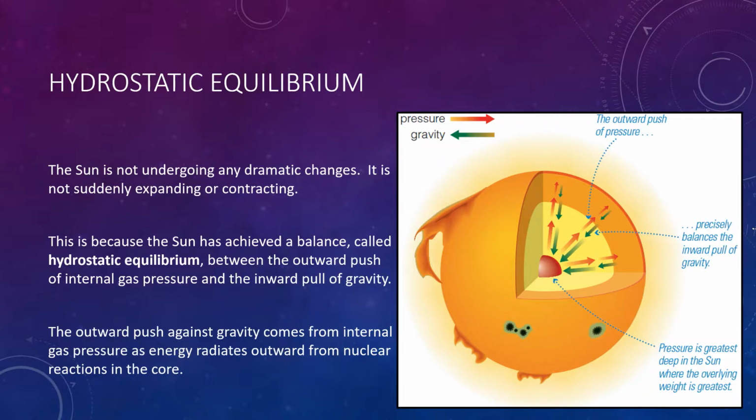The Sun is not undergoing any dramatic changes. It is not suddenly expanding, it is not suddenly contracting. This is because the Sun has achieved a balance called hydrostatic equilibrium, also sometimes referred to as gravitational equilibrium, between the outward push of internal gas pressure and the inward pull of gravity. The outward push against gravity comes from the internal gas pressure as energy radiates outward from nuclear reactions in the core.